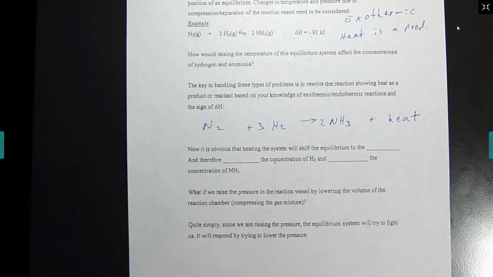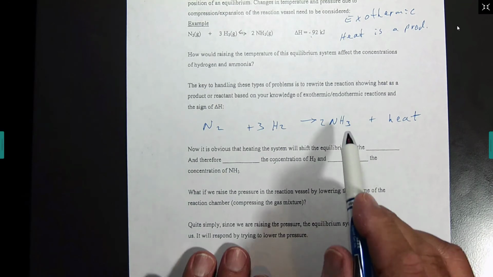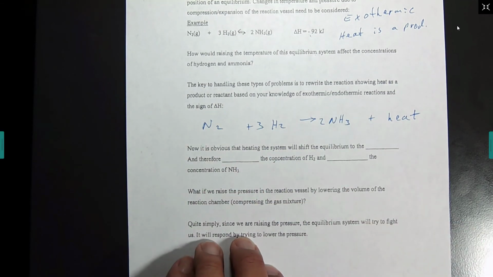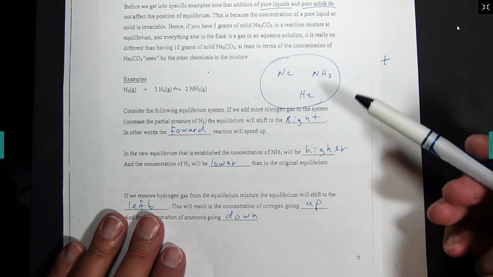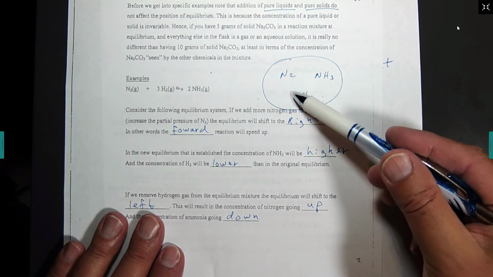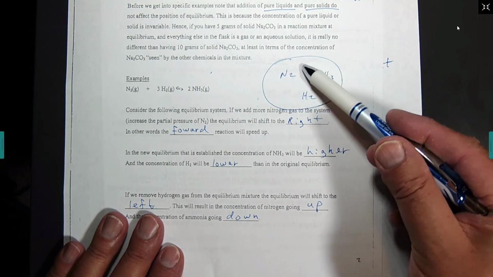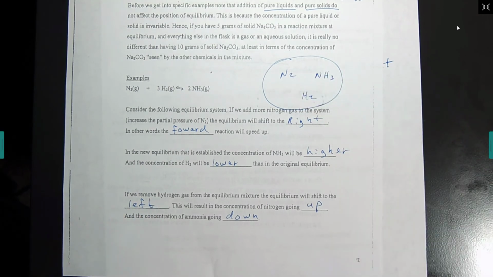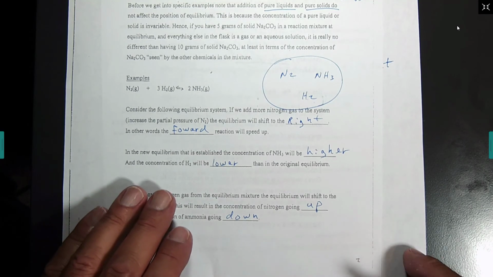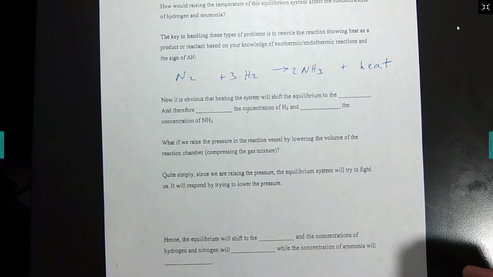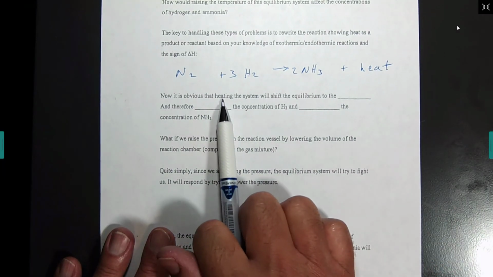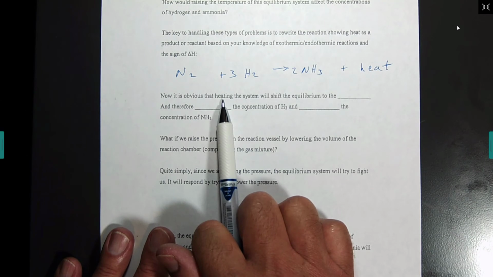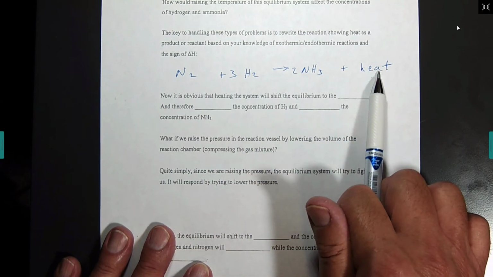So let's say I have this system at equilibrium. I've got all three of these things together. And again, the way to think of this is you got all three of them in a container. All three of them are in a container together. They've reached equilibrium. The concentrations are not changing. And I decide to heat the system up. I'm heating the system up. I'm adding thermal energy. I'm adding this product, right?